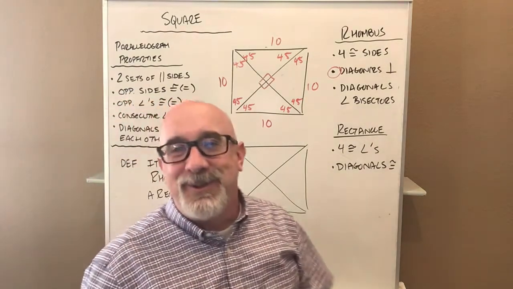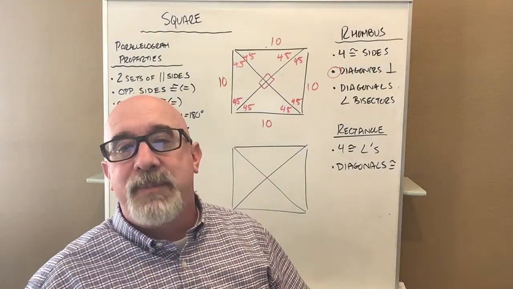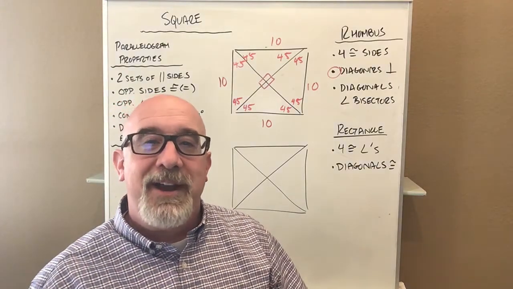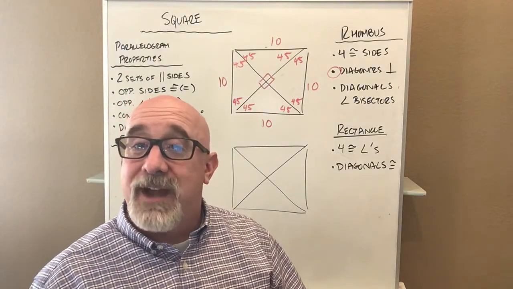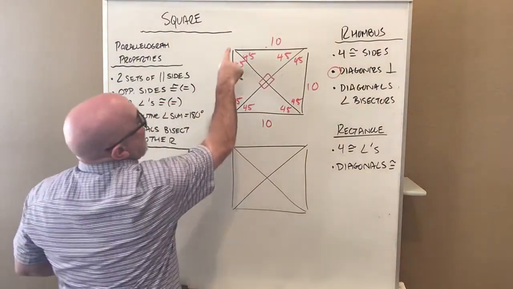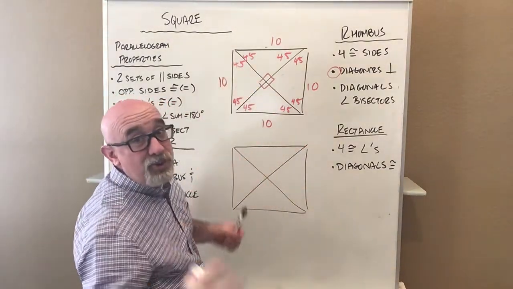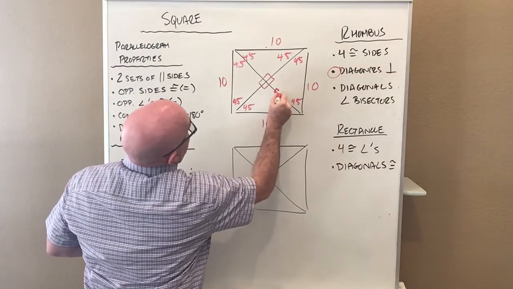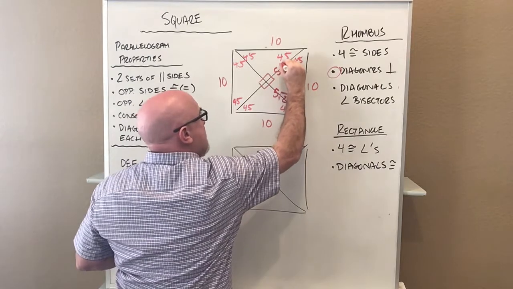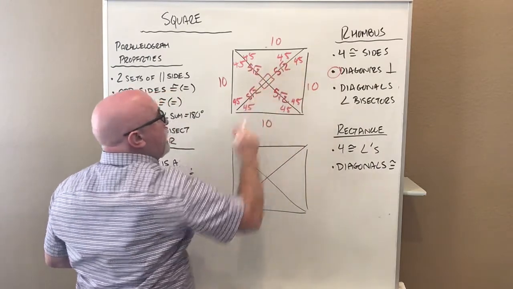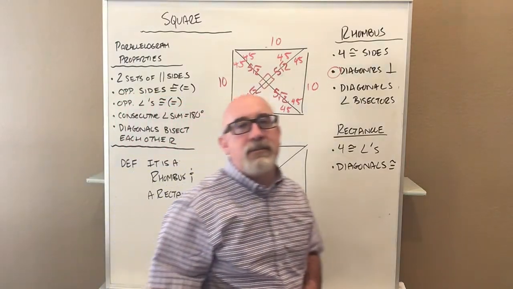Or if you've learned, which you should have, the special right triangles. This is a 45, 45, 90 right triangle with sides of 10, 10. So I'm going to just say it. The diagonal is 10 root 2, which makes each piece 5 root 2. And I have every piece of information I want.